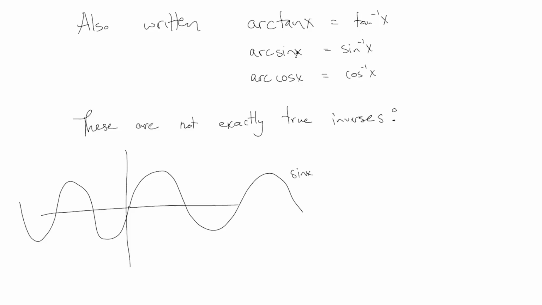Remember, one-to-one means that any horizontal line hits the curve only once. Here, a horizontal line hits the curve infinitely many times, all right? So this is not one-to-one. And neither is cosine, right? Cosine looks basically the same as sine, but it's shifted over a little bit.